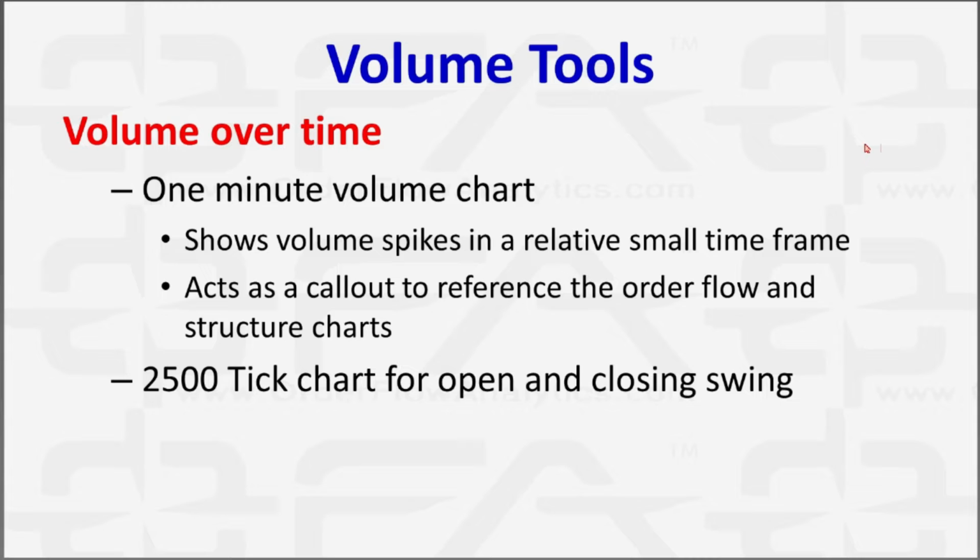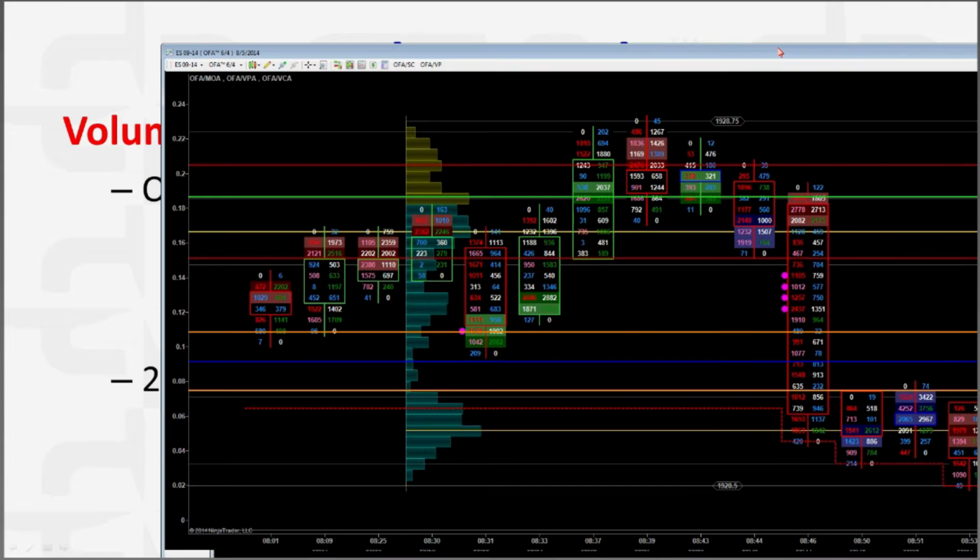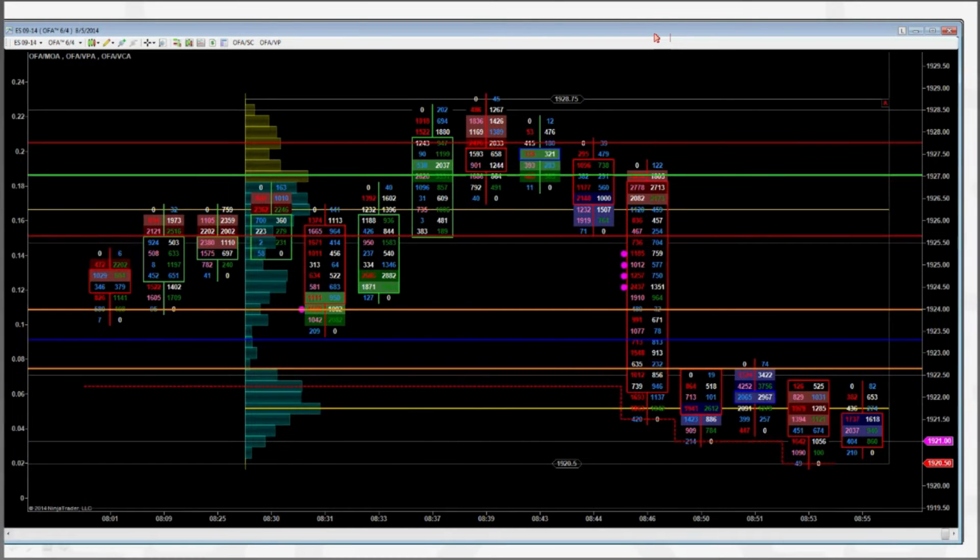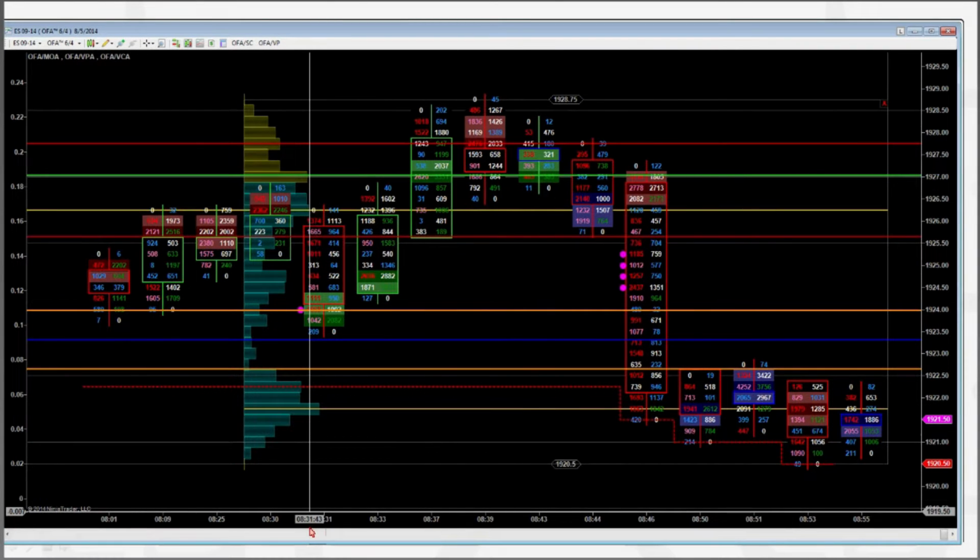I also use a 2500 tick chart for open and closing swings. And here's the reason again. Our closing swing yesterday, let me go back here.